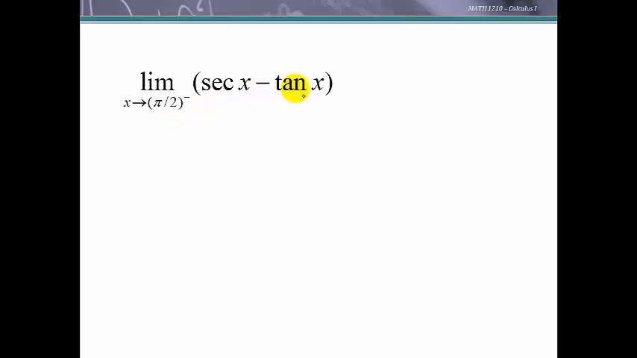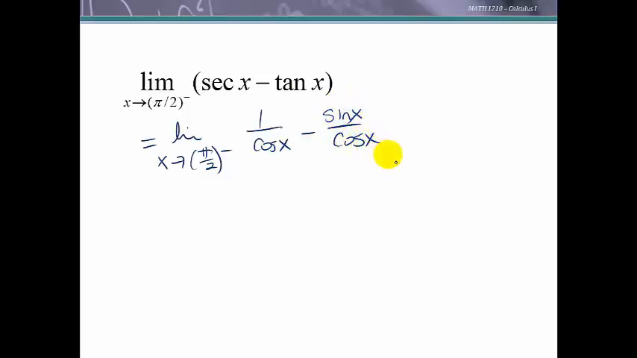And looking at tangent similarly, because tangent is sine over cosine, we have cosine being 0 at pi over 2, so we've got a vertical asymptote and we have an infinity or negative infinity as well. Well, what we're going to do on these kind is see if we can express them differently. So here we have pi over 2 approaching from the left-hand side. Well, let's go ahead and write this as 1 over cosine x and as sine x over cosine x.